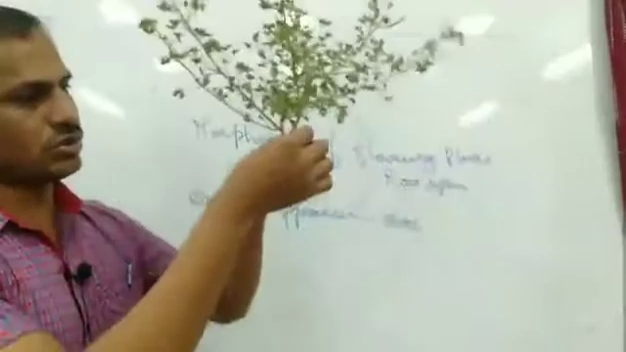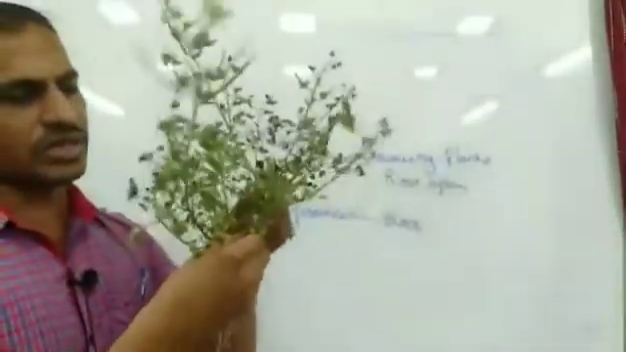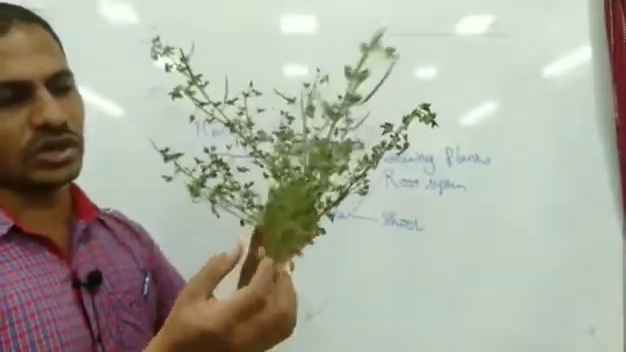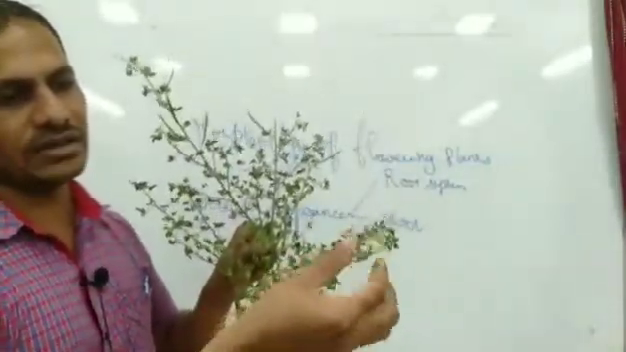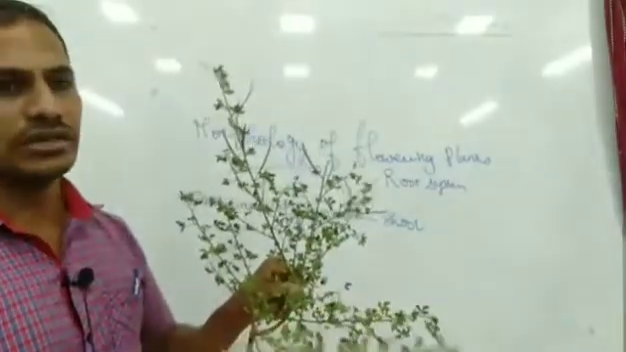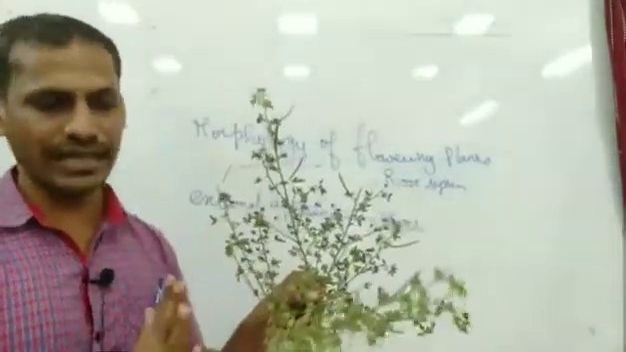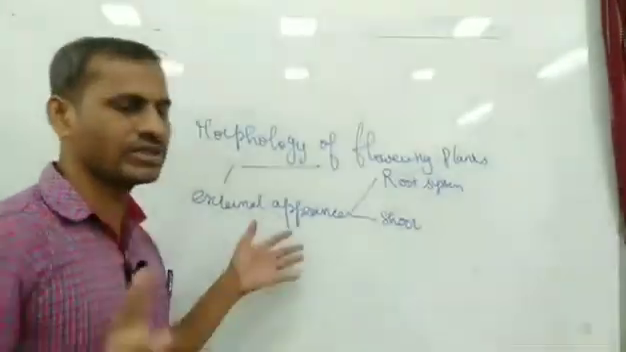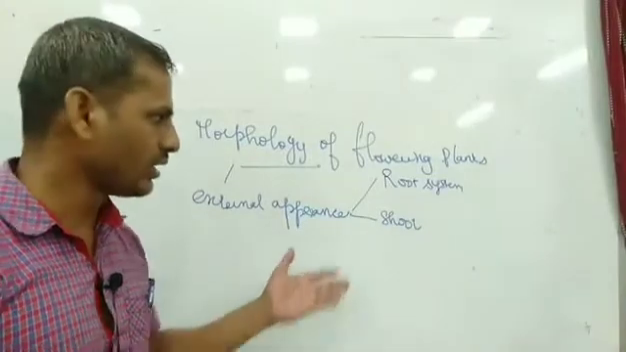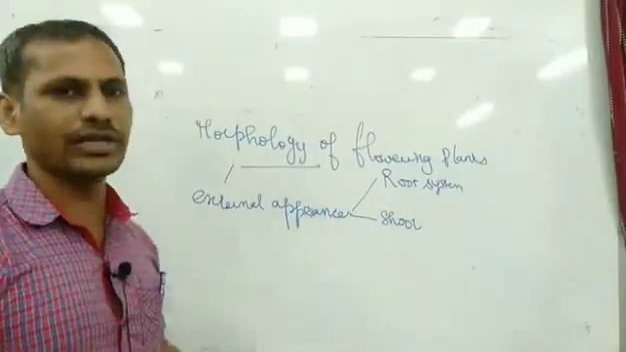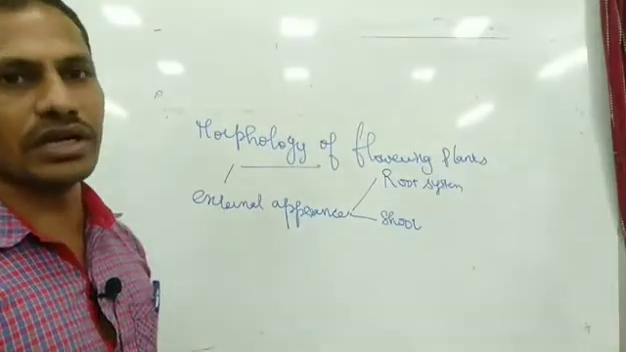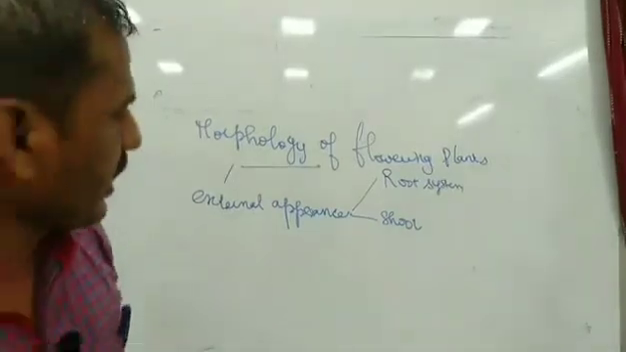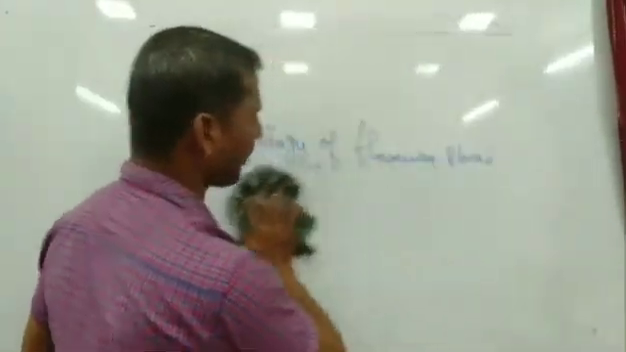And when we come to the shoot system they have a stem, node, internode, leaf, flower, and fruits. These are the things which are present in the plants. We are going to study the root system, how it develops and how it morphologically appears, and the shoot system, how it looks, how it helps us, and what are the uses they are doing. We are going to see all one by one. Now this is the external appearance of these plants.